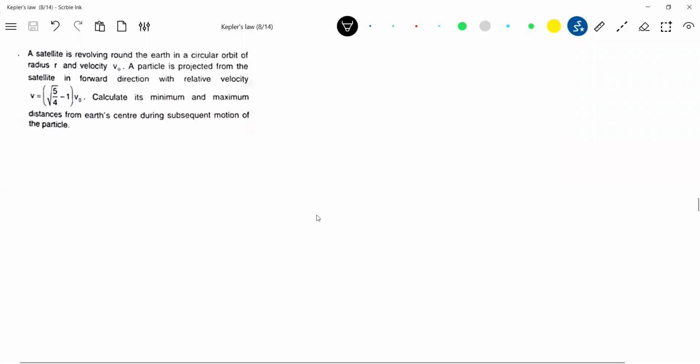Read the question first, because then you'll understand what it actually is. Draw a circular orbit: Earth, planet Earth, and the satellite. It is moving in a circular orbit. The velocity is a relative velocity, and it's going to throw a stone.